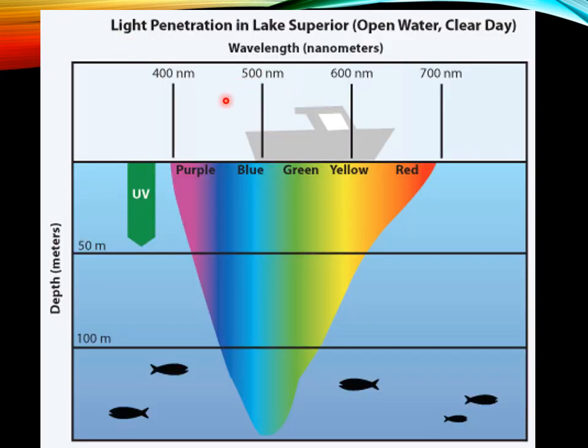And this is just showing how light penetrates water. So if you remember from chemistry, light is made up of different wavelengths. So that's the rainbow colors, Roy G. Biv. But red and yellow actually don't get very far in the water. So they're pretty much absorbed in the first 50 meters or so. And then really blue and green are what penetrate the deepest.